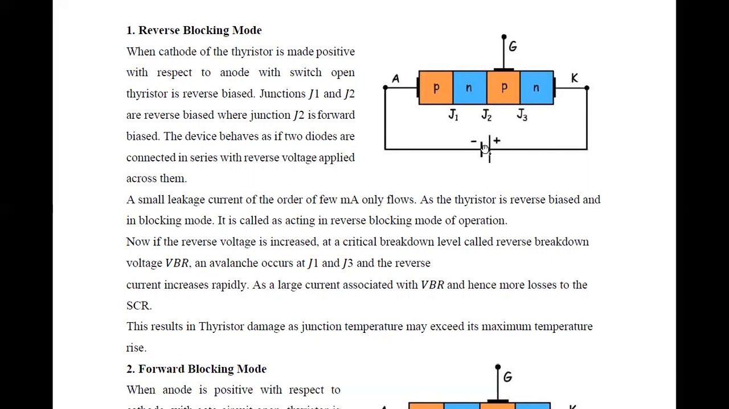And if we increase this voltage further beyond the reverse breakdown voltage, an avalanche occurs at junctions J1 and J3. Because of this, the current increases rapidly and a very large current flows through this SCR. This damages the SCR, and the temperature across these junctions also exceeds the maximum temperature. So that is not safe.